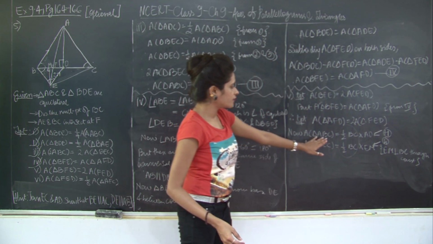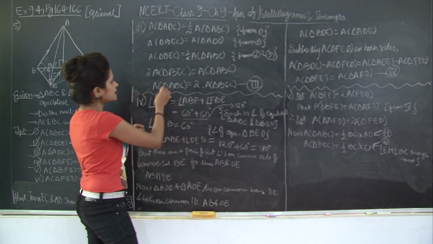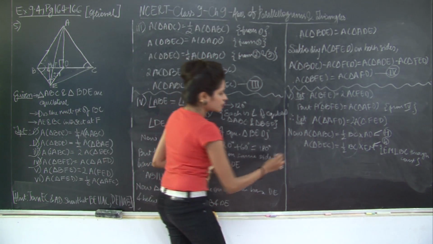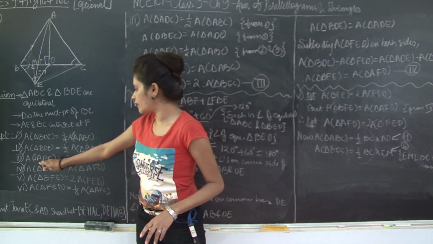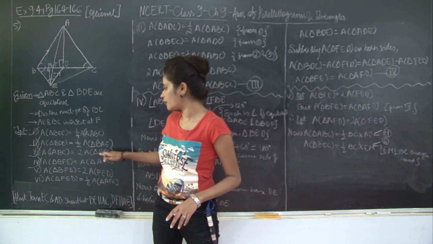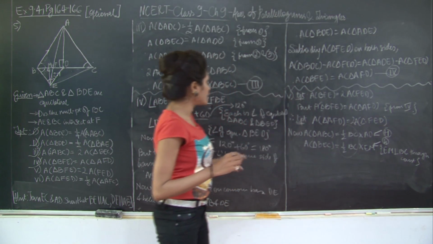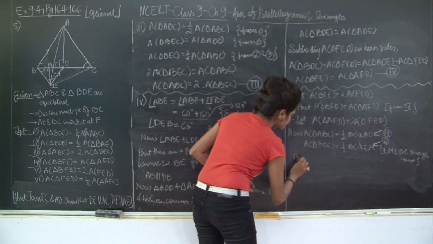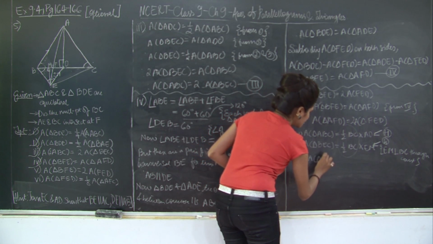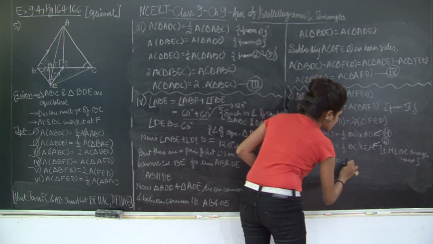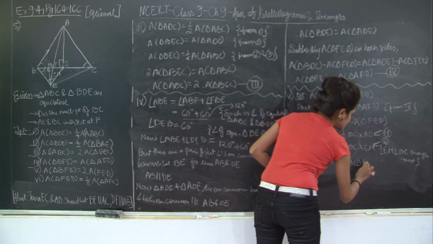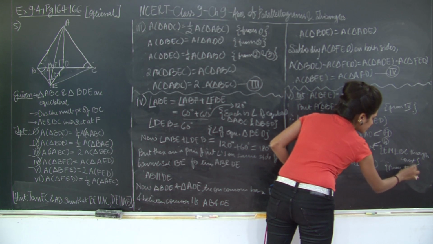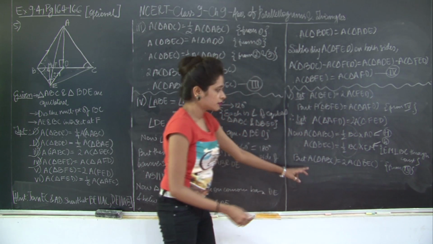What do we know about area of triangle ABC and area of triangle BEC? We have written this over here. Area of triangle BEC is half area of triangle ABC, right? We have already proved that area of triangle ABC is twice area of triangle BEC. This was marked as Roman number 3 out here, right? So let's write this down. But area of triangle ABC is equal to twice area of triangle BEC, from Roman number 3.